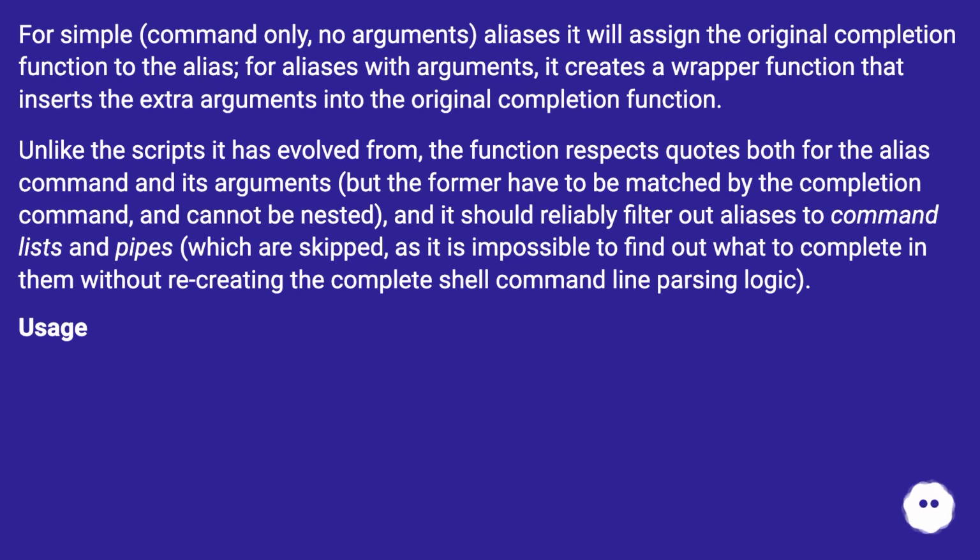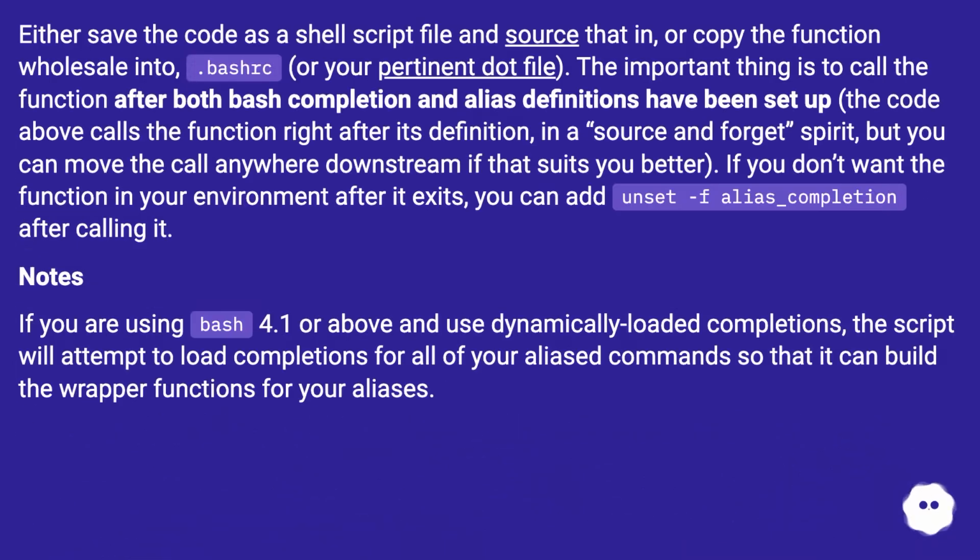Usage. Either save the code as a shell script file and source that in, or copy the function wholesale into .bashrc or your pertinent rc file. The important thing is to call the function after both bash completion and alias definitions have been set up. The code above calls the function right after its definition, in a source-and-forget spirit, but you can move the call anywhere downstream if that suits you better.